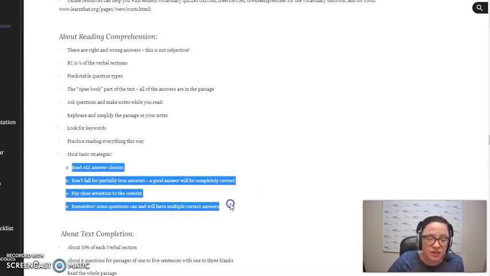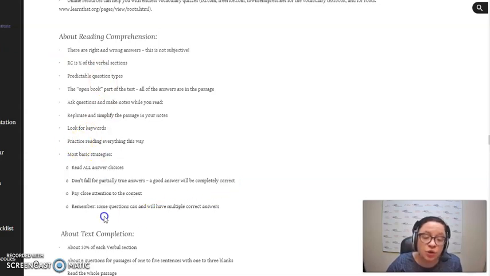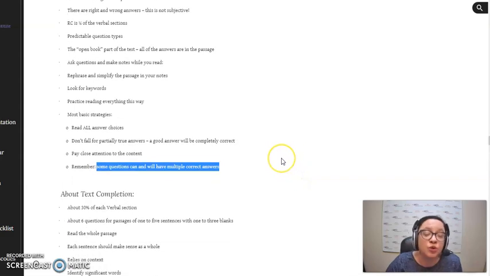as well as the strategies of reading all answer choices, not falling for a partially correct answer. A half right answer is all wrong, is something I like to tell my students. To pay close attention to context and to look carefully for those select all that apply questions where you will have multiple correct answers sometimes.